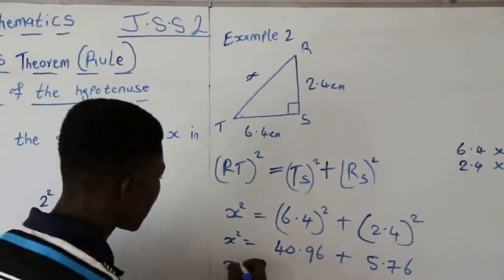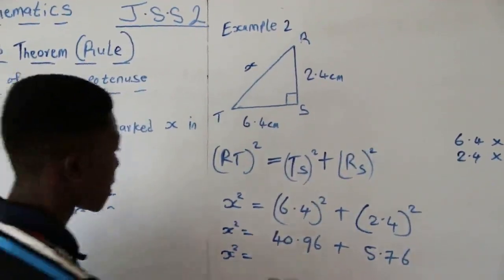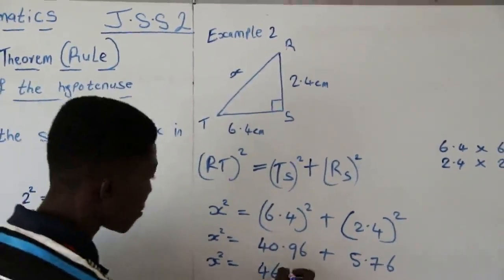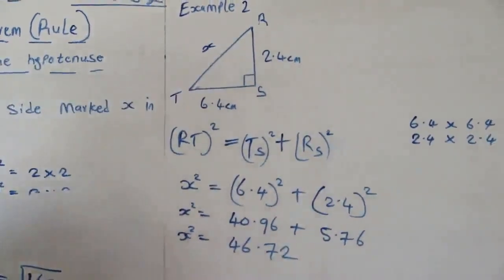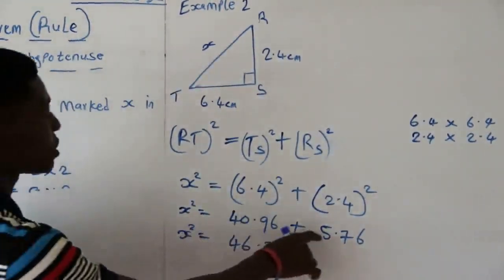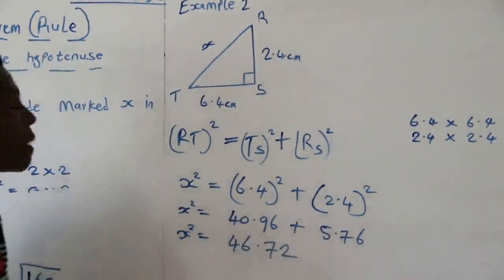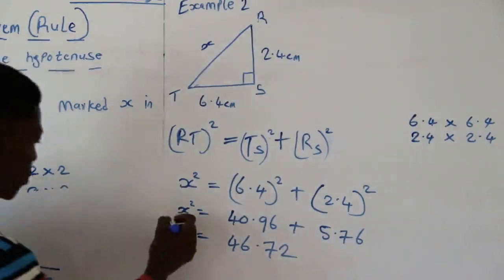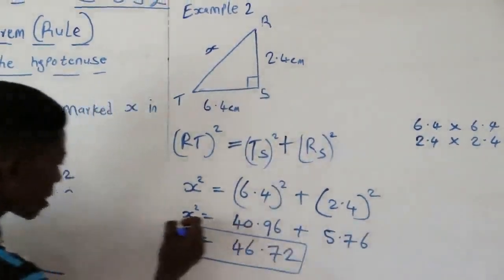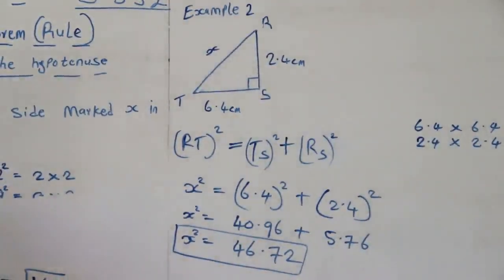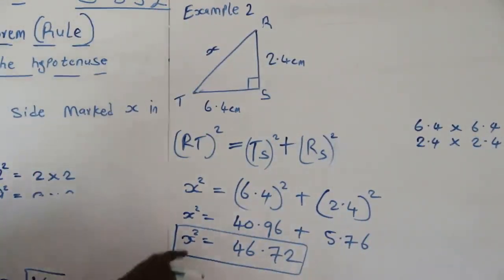So if you add it together, you are going to have 46.72. When you add these two numbers together, 40.96 plus 5.76, you are going to have 46.72. Now, we have simplified it. We have come again to this particular position. In the question, we have to find x. But here we are having x squared. We are told to find x, but we are having x squared. We need to get rid of this square so that only x will remain.